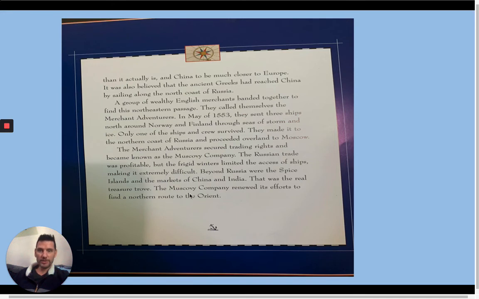Beyond Russia were the Spice Islands and the markets of China and India. That was the real treasure trove. The Muscovy Company renewed its efforts to find a northern route to the Orient.